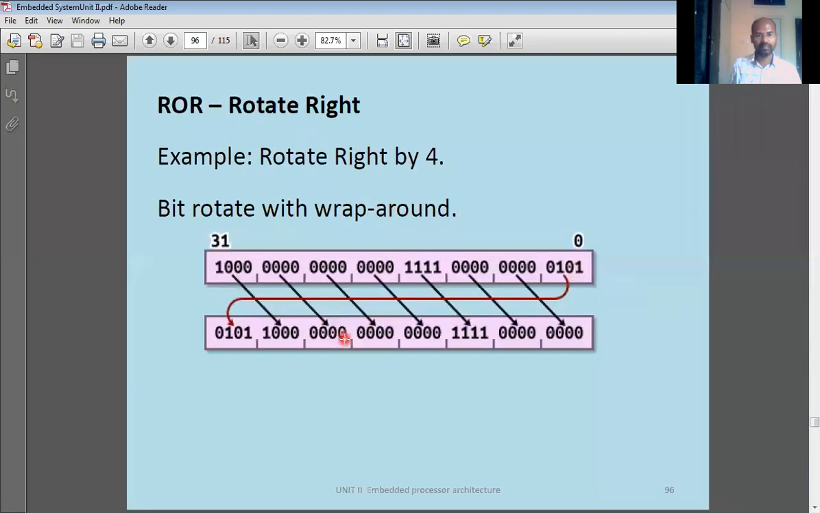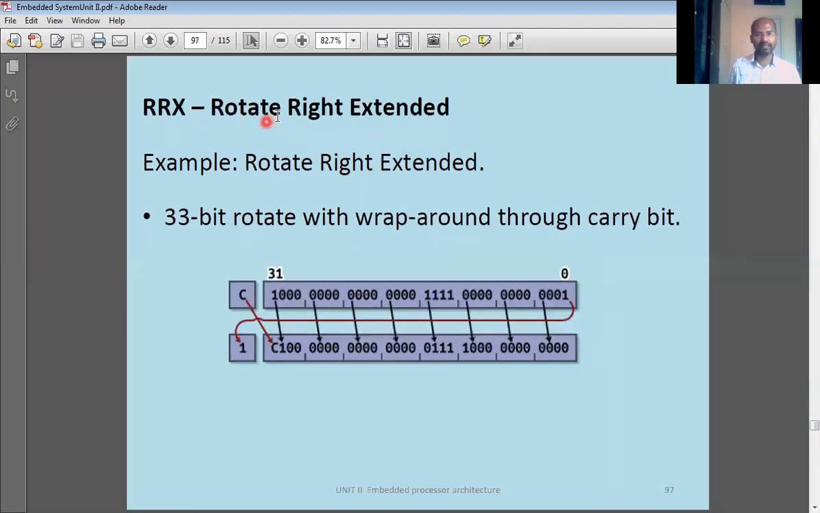Next, another instruction is RRX. RRX is rotate right extended. Extended means here we include the carry bit. This is the carry bit, which we have in the CPSR register, the current program status register. That carry bit is used as the 33rd bit, since there are a total of 32 bits, and this is what happens when you rotate right.